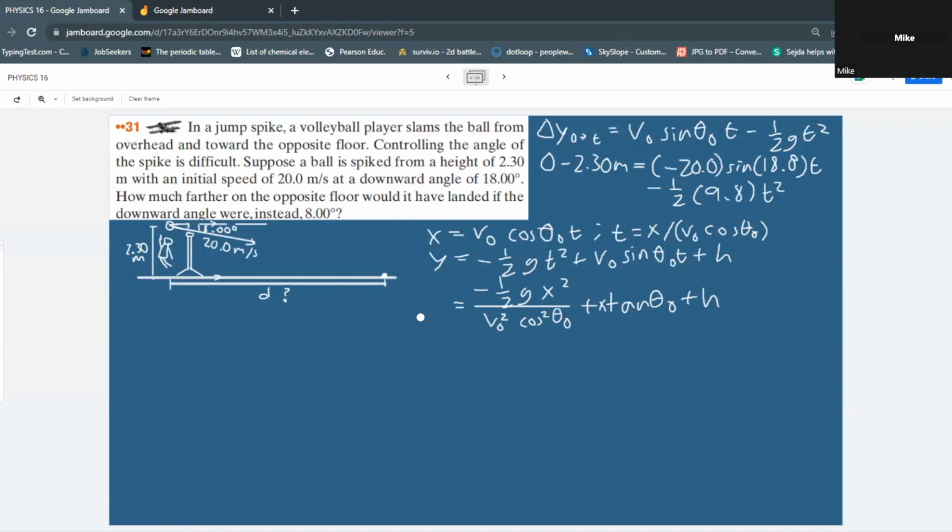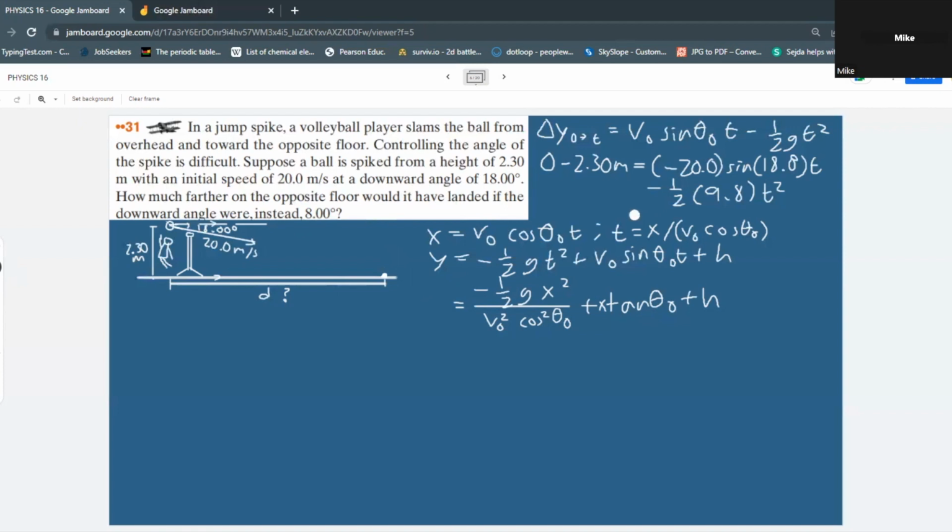So yan, that gives us y versus x. Ngayon, ano yung condition? Gusto nating malaman kung ano yung x kapag ang y is 2.30, reaches the ground, right? When y is 0, ano yung x?